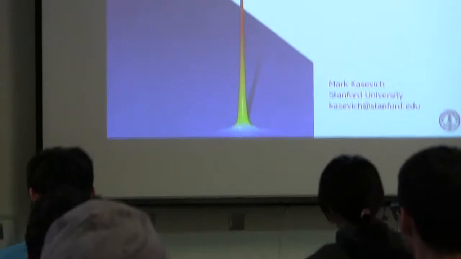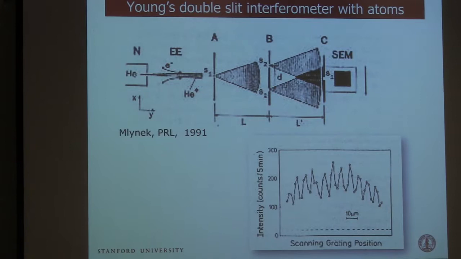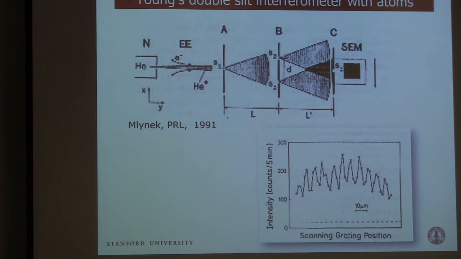This is the beginning of the field of interferometry, in my opinion. Back in the early 90s, Jürgen Mlynek did this Young's double slit experiment with atoms. I like to show this slide at the beginning of my talks because it shows how far the field has come in the past 25 years.